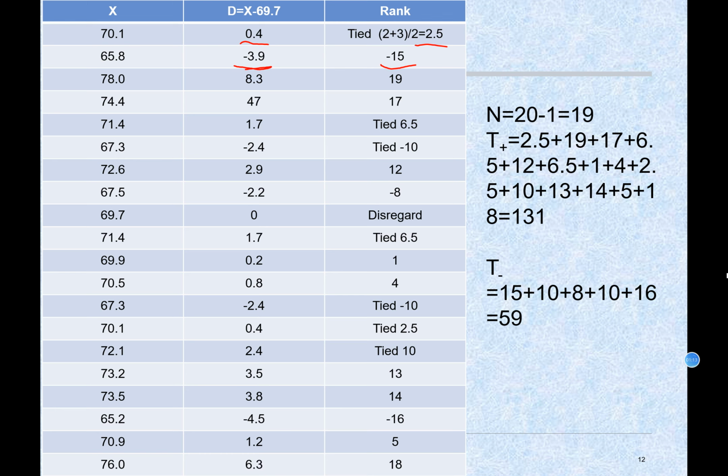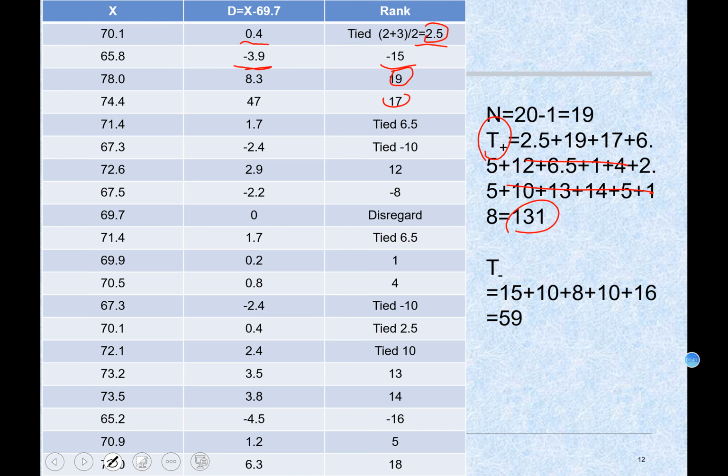So for the positive ranks, we can get T plus. So that is the rank sum for the positive ranks. Here we sum all the positive ranks up, and then the result is 131. So that is T plus.